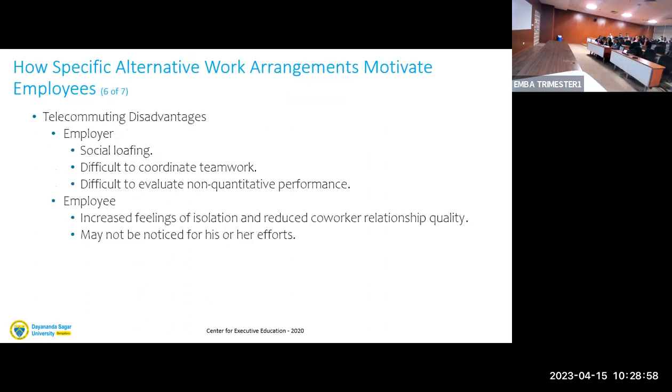So what are some of the disadvantages? Social loafing. What is social loafing? Taking your dog for a walk while you should be working. Really, nobody knows what you're doing and so on and so forth. Difficult to coordinate teamwork. Difficult to evaluate non-quantitative performance. That is the quality of the work.